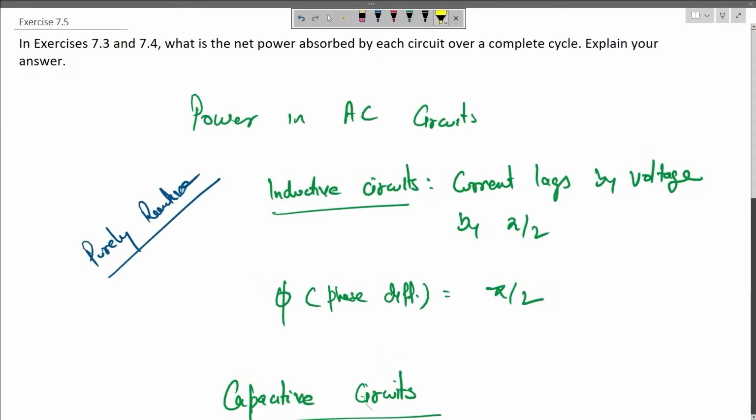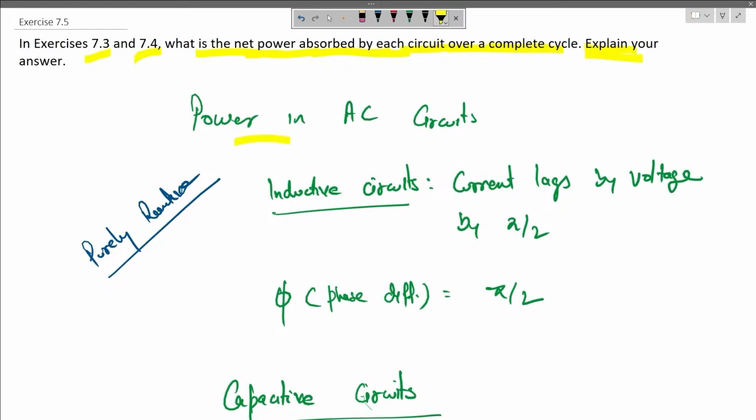The question says that in exercises 7.3 and 7.4, what is the net power absorbed by each circuit over a complete cycle? Explain your answer. In both these exercises, we saw that in exercise 7.3 there was an inductor in series with the source EMF, and in exercise 7.4 there was a capacitor in series with the source EMF. We have to find the net power absorbed by each circuit over a complete cycle and explain this answer.